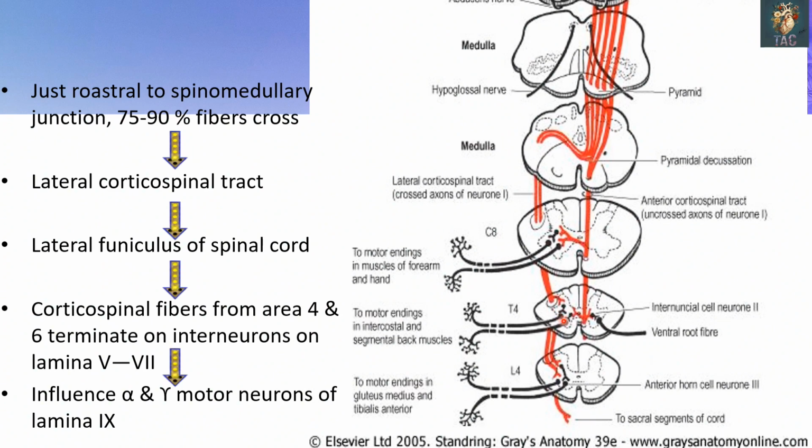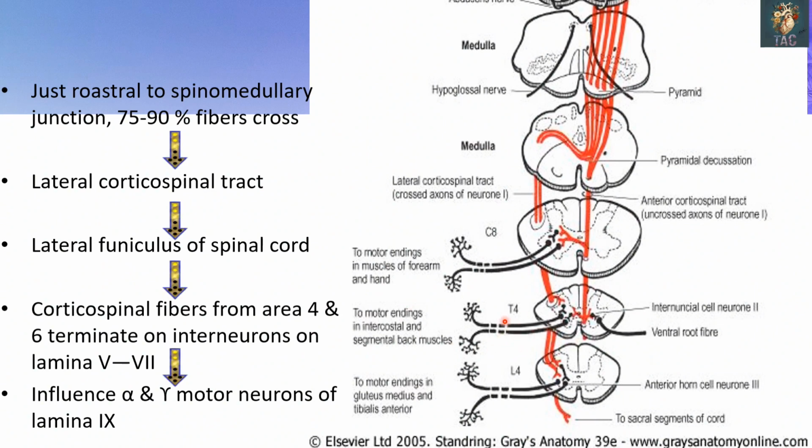to 7, and from here these interneurons activate the alpha and gamma motor neurons, which are present in lamina 9 in the anterior horn. Then the second order neurons arise from these cells and go to the effector organs. This is a section at the level of C8 to the motor endings in muscles of the arm, forearm and hand.